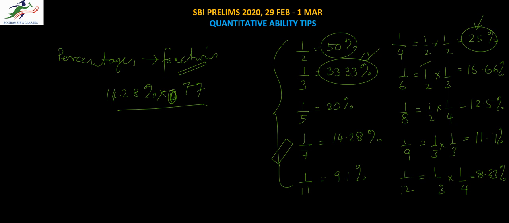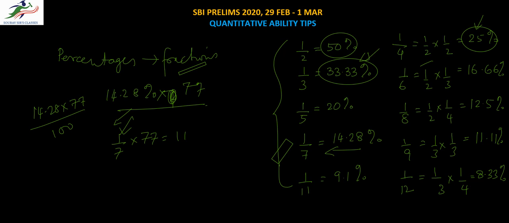Now going back to this kind of a question where you have 14.28% of 77, and if you know that this means 1/7, so you can directly write this and get the answer as 11. Otherwise, you have to multiply 14.28 into 77 and then divide by 100, which is a very long process. So this technique will help you solve many of these kind of questions very easily, and you'll also be encountering this kind of fractions in some of the problems that you'll be asked to solve. So conversion from fraction to percentages is very important.